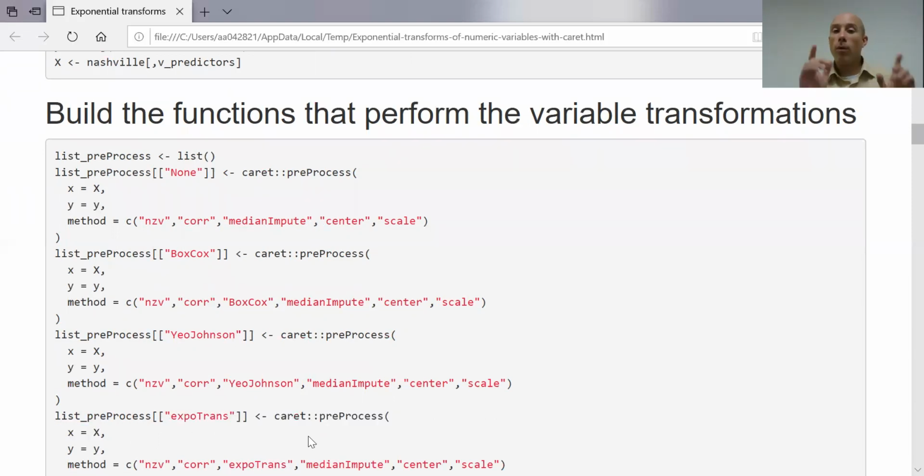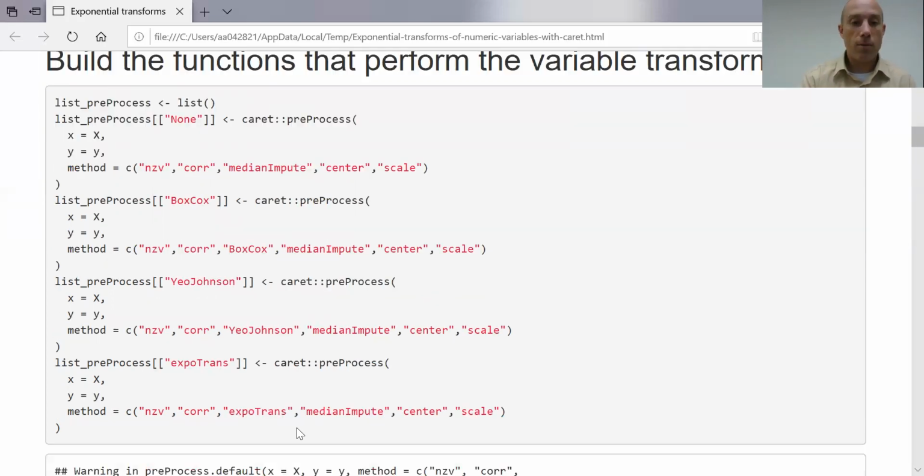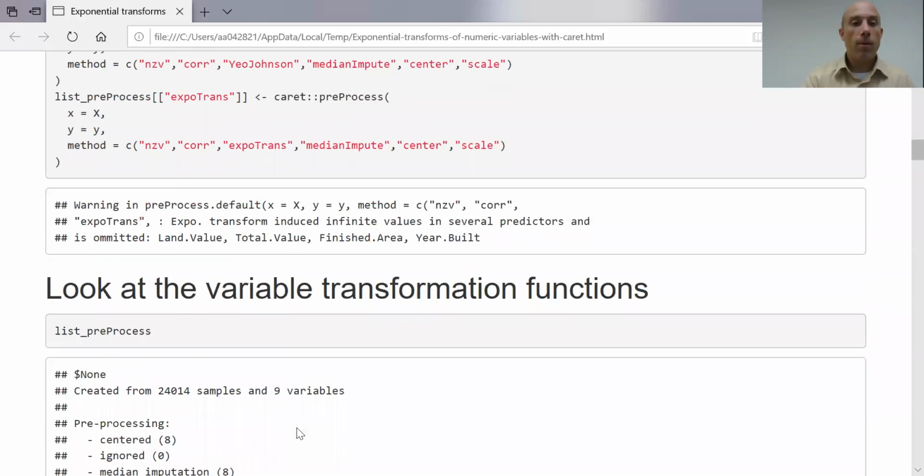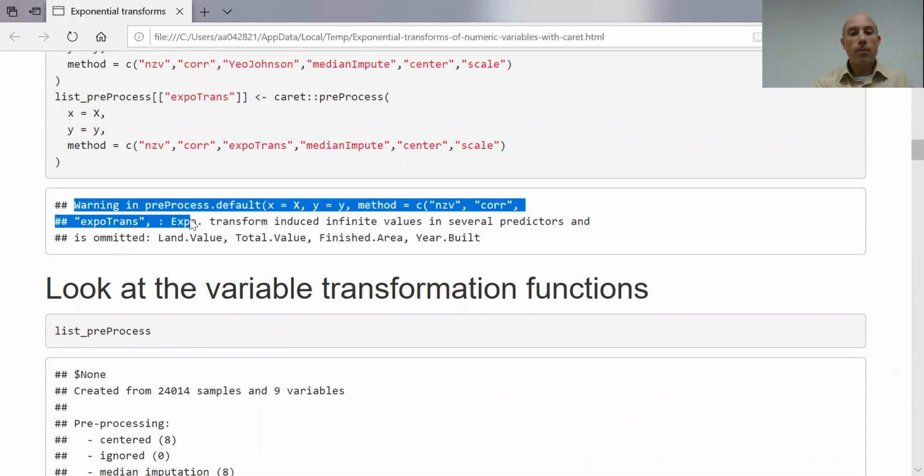All right, so one thing to remember is that the output for each of these is actually a function. It's not actually a data set. If I want the actual data, I have to pass the data to this newly defined function. And I get some warning output. So if I get an infinite value for the exponent, caret is just going to say, hey, that cannot be right. Don't do it. Kick it out.